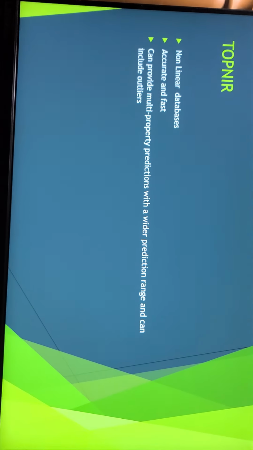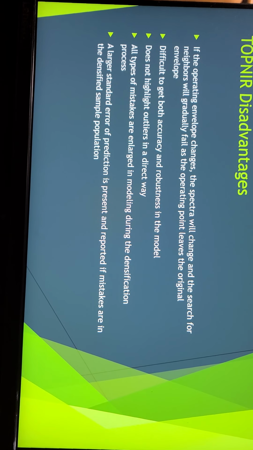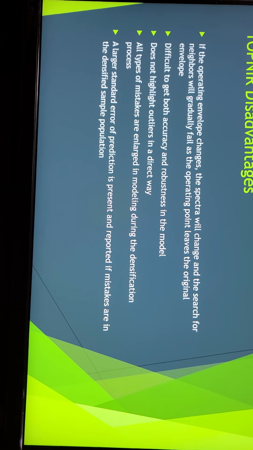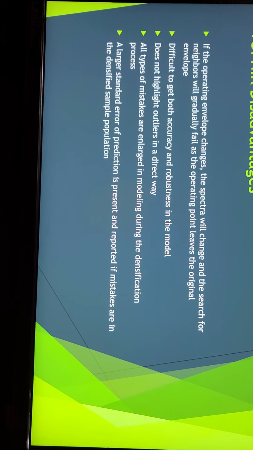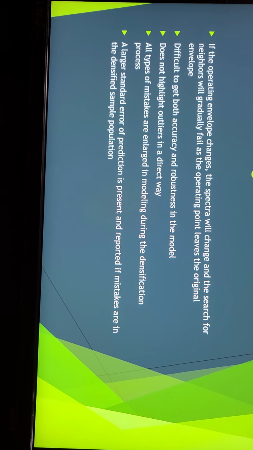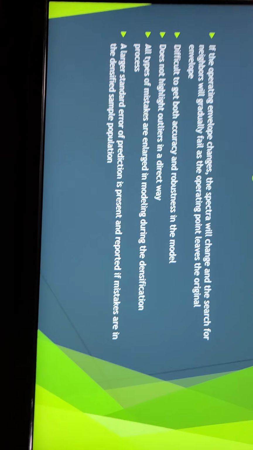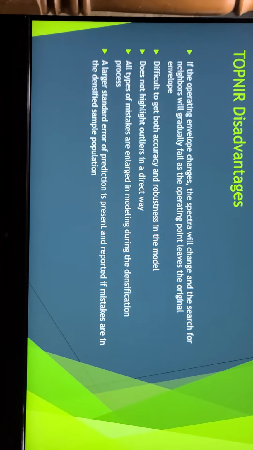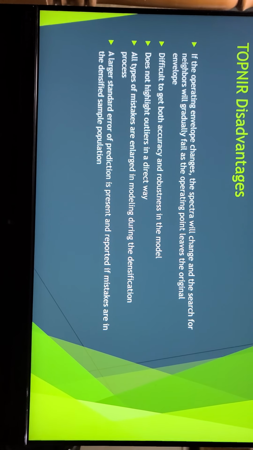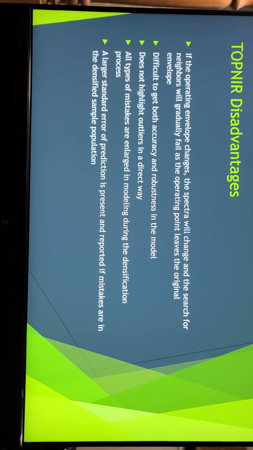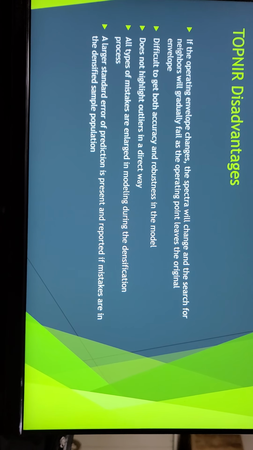Some disadvantages is that if your little operating envelope ever changes, the spectra will change, and so the search for your neighbors will gradually fail as the operating point leaves the original envelope. So you'll start moving out of that little envelope of your properties that you're looking at. And it is difficult to get both accuracy and robustness within the same model. So if you want accuracy, you got to take out the outliers, but if you want more robustness, you keep the outliers and you start losing some accuracy.